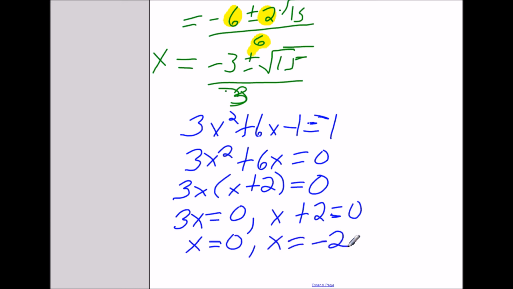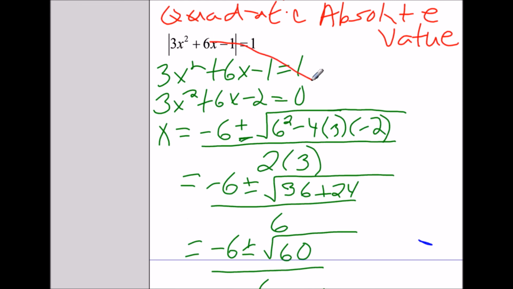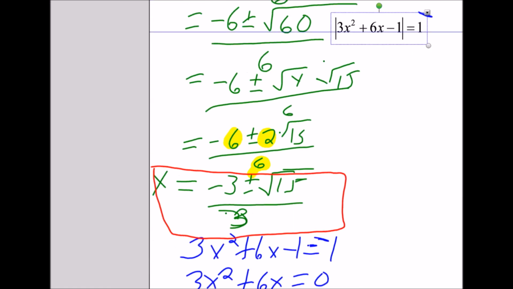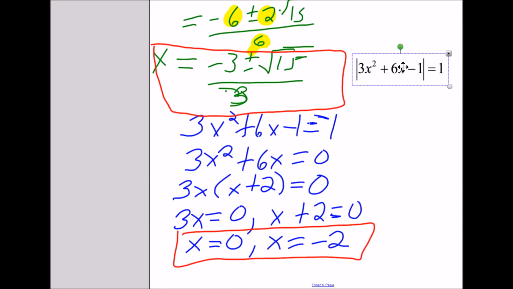Okay. I have 4 possible solutions here, and you can see them here. This is 2 solutions because I have the plus and the minus. Here are 2 solutions because I've got 0 and negative 2. I'm going to have to check all of those solutions back in the original absolute value problem. I'm going to drag this all the way down to the bottom. Okay, so here was my original absolute value problem.